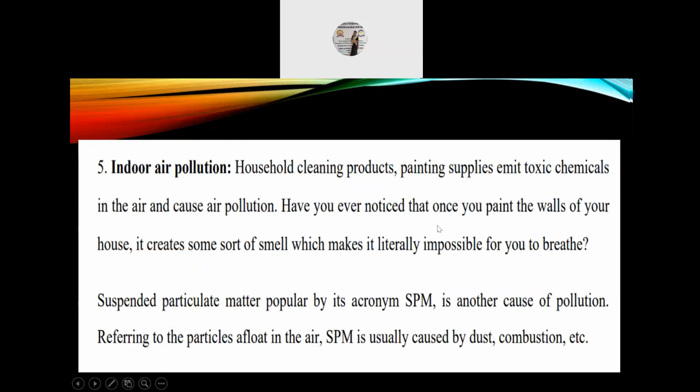Number 5, indoor air pollution. Household cleaning products and painting supplies emit toxic chemicals in the air and cause air pollution. So suspended particulate matter, popular by its acronym SPM, is another cause of pollution. Referring to the particles afloat in the air, SPM is usually caused by dust and combustion.